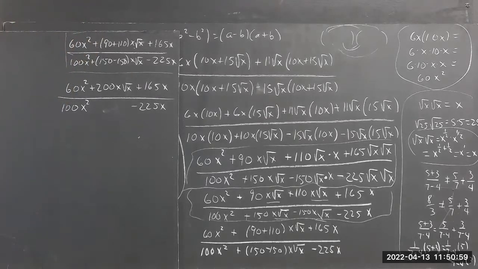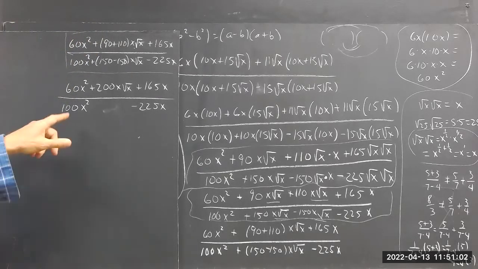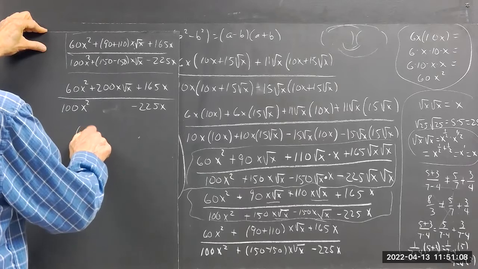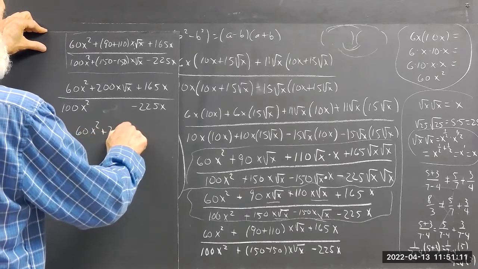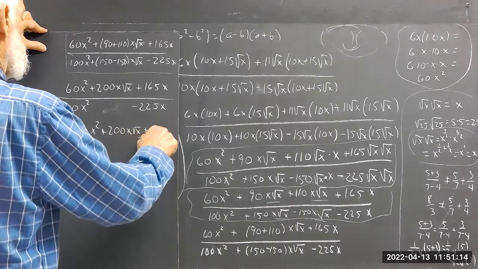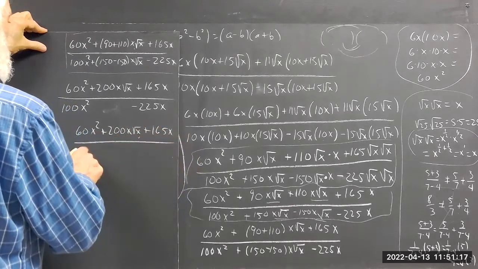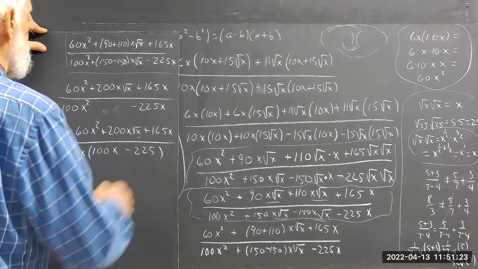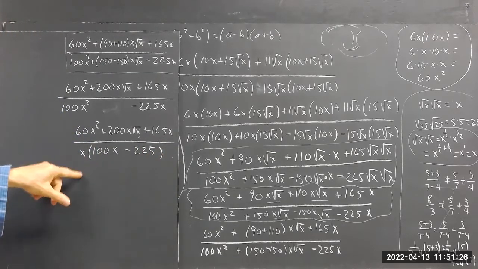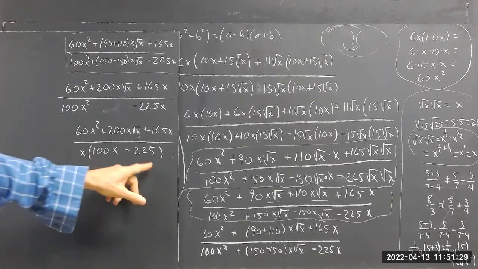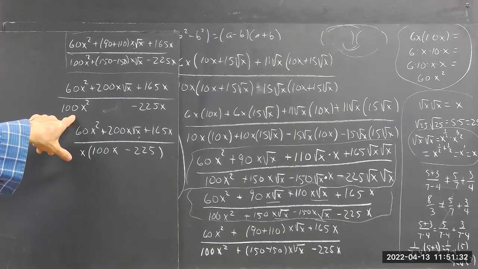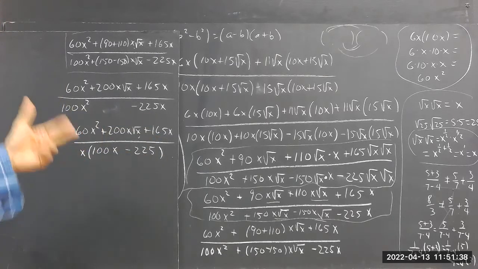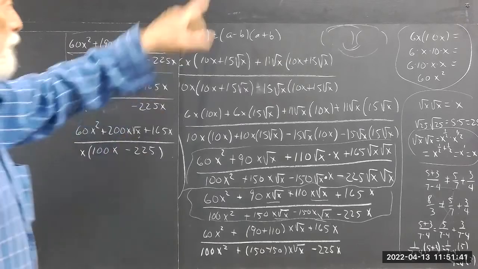There is another step that we could take and probably ought to. Now we could factor an x out of these two terms. So that could be 60x squared plus 200x square root of x plus 165x, all that divided by x times 100x minus 225. Why does that work? It's again because of the distributive law. Because if you multiply this out, you get x times 100x, which is 100x squared, and x times negative 225 is negative 225x. So, factoring out a monomial is just another example of a distributive law that doesn't look anything like this.